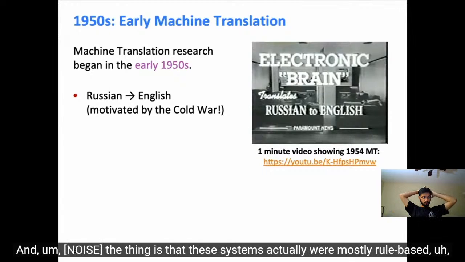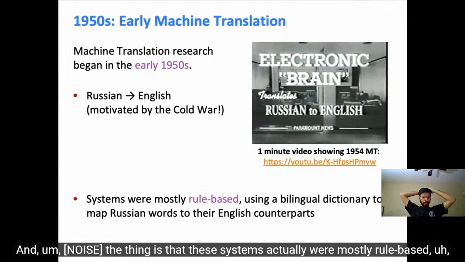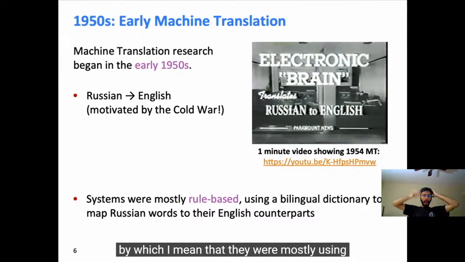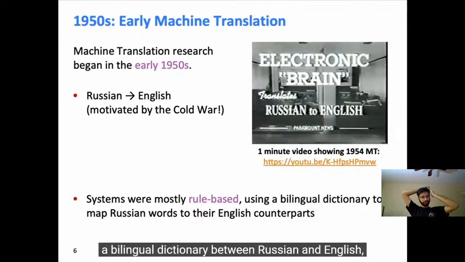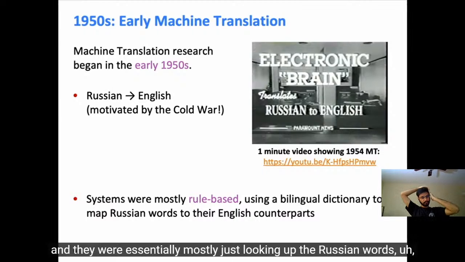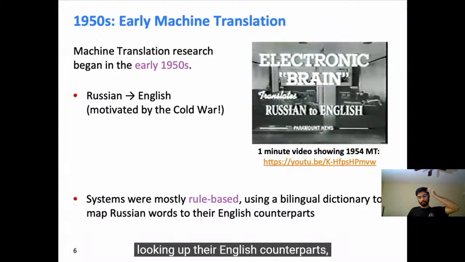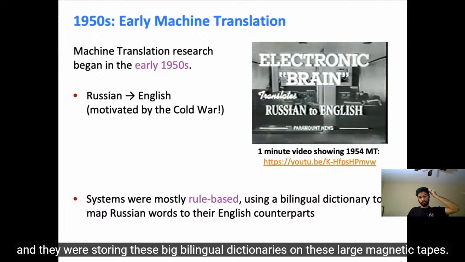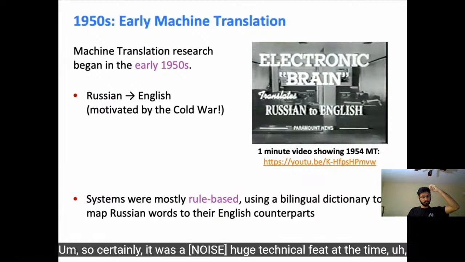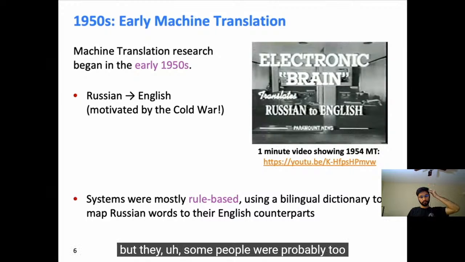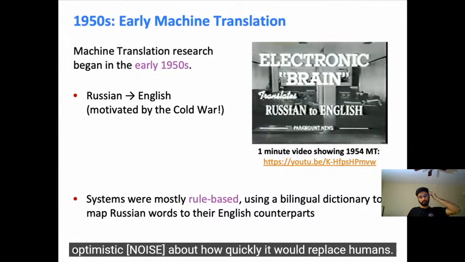And the thing is that these systems actually were mostly rule-based, by which I mean that they were mostly using a bilingual dictionary between Russian and English, and they were essentially mostly just looking up the Russian words, looking up their English counterparts, and they were storing these big bilingual dictionaries on these large magnetic tapes. So certainly it was a huge technical feat at the time, but some people were probably too optimistic about how quickly it would replace humans.